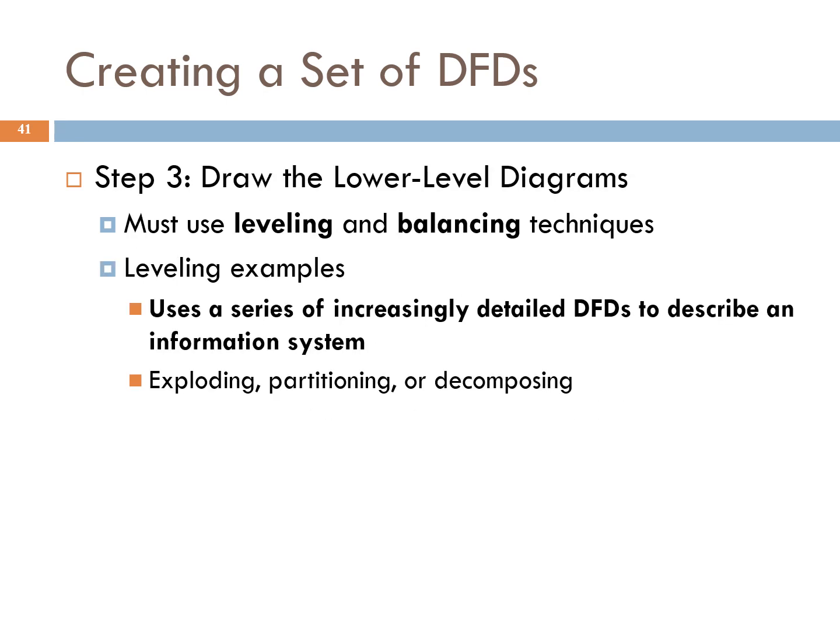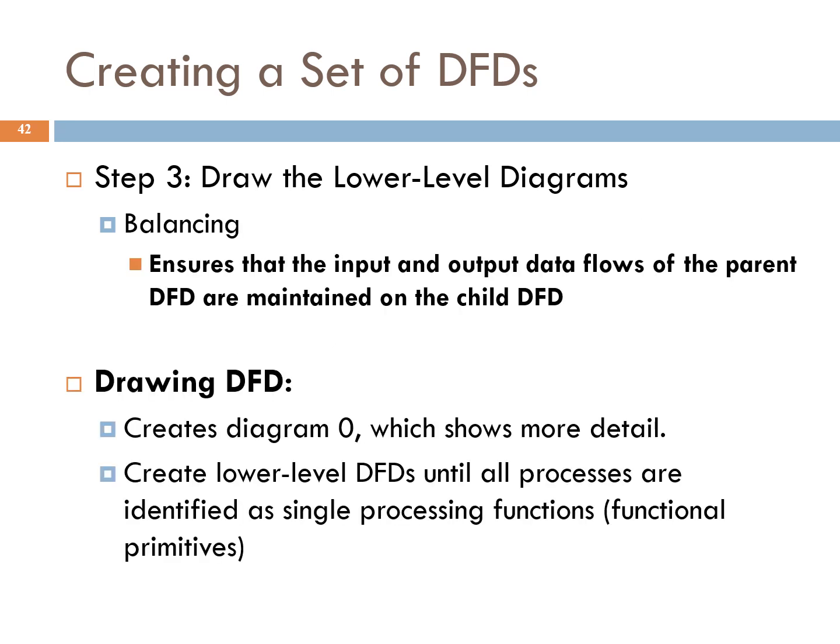Step 3 is to draw a lower level diagram. We start with a context diagram and then diagram 0, and then we can go lower to a more detailed DFD. We must use leveling and balancing techniques. Leveling means using a series of increasingly detailed DFDs to describe an information system. Balancing means ensuring that the input and output data flows of the parent DFD are maintained on the child DFD. We will look at this after this.